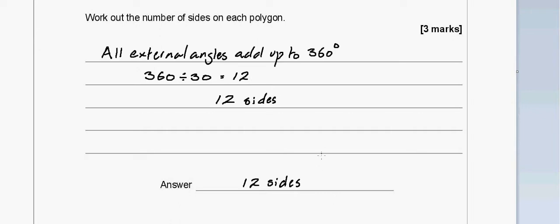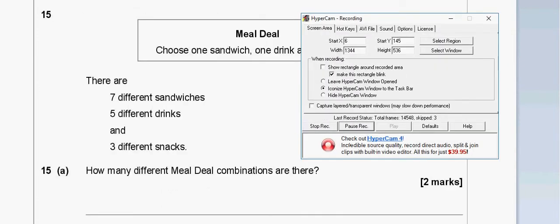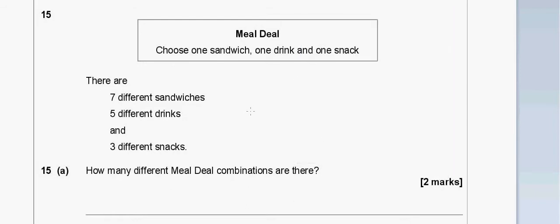They're great lovers of putting one question on the page, aren't they? Okay, question 15. Meal deal, choose one sandwich, one drink and one snack. So there are 7 different sandwiches, 5 different drinks and 3 different snacks. How many different meal combinations are there? This is a very good example of how we can't possibly teach you everything that may come up in the exam.